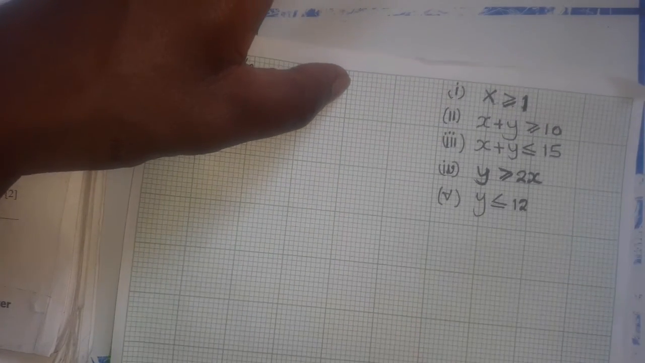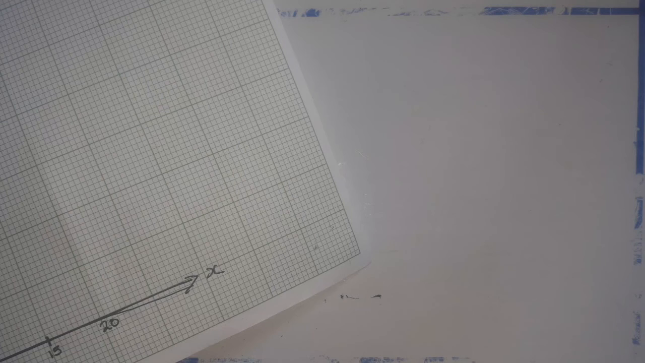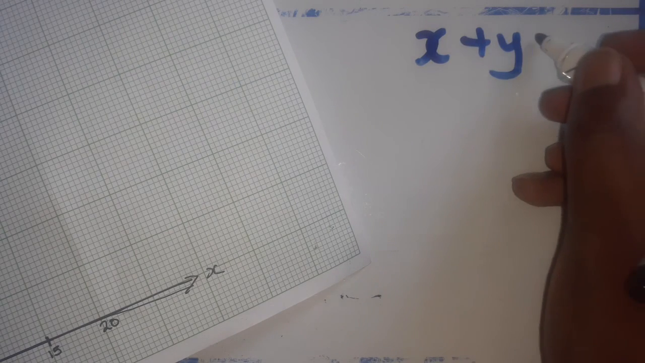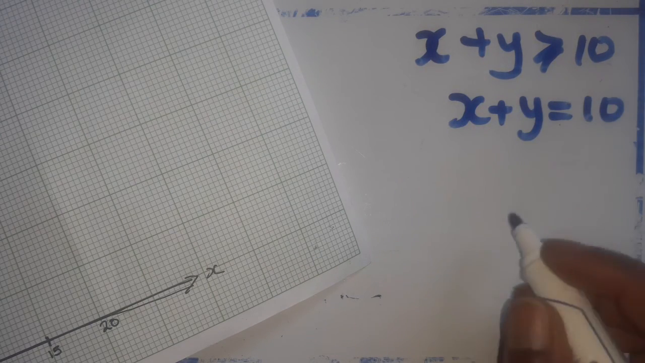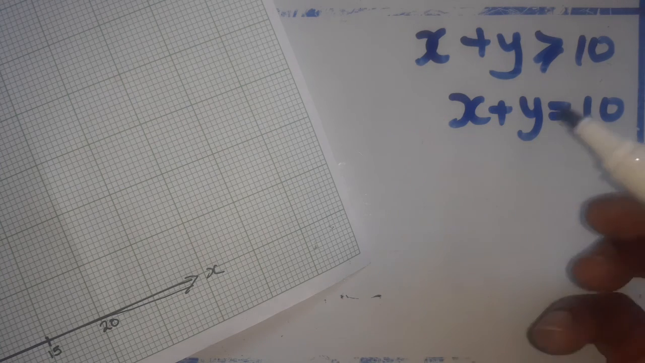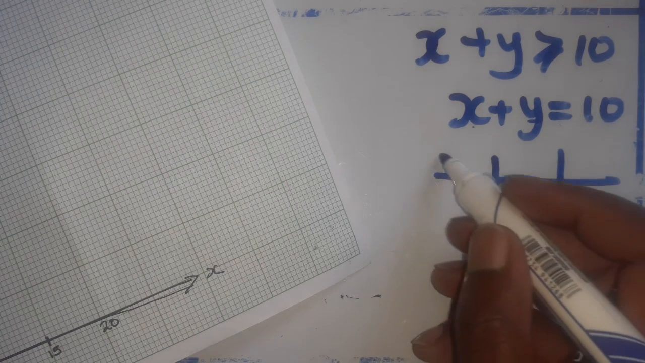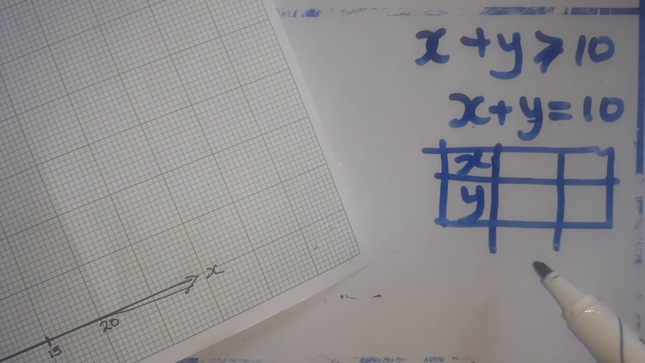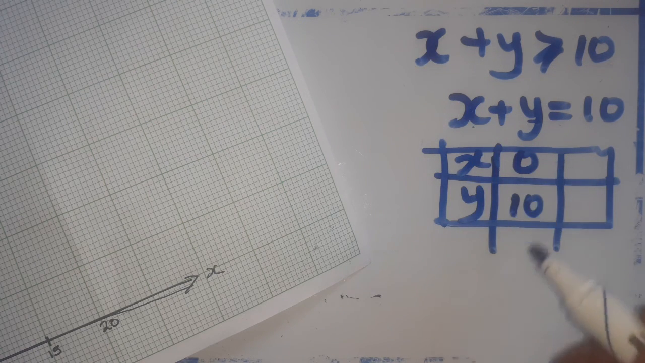So the next one is x plus y is greater than or equal to 10. When we are dealing with this one, we need to treat it as an equation. How is it going to be? Like this. I told you even from the previous lessons that where we have two variables, we need to come up with a set of coordinates. We have x and y. So when I put 0 where there is x, what will be my y? My y will be 10.